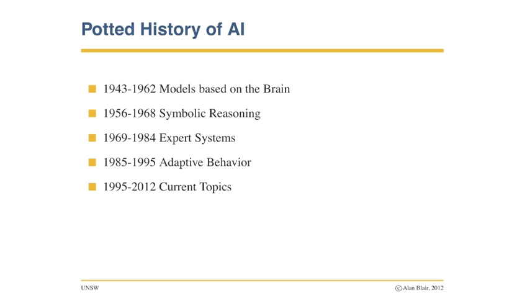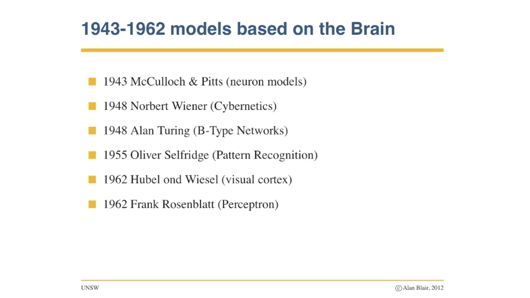So these brain-based models, McCulloch and Pitts came up with a mathematical model of a neuron. They looked at individual neurons in the brain and tried to come up with a mathematical model of the behavior of a neuron based on its inputs from other neurons.